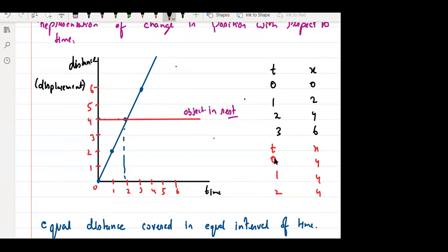Now tell me, time is changing, but is x changing? आया ना? Position change हो रहा है क्या? Position is not changing. So think about it. If your position is not changing, तुम जहां हो वहीं पे हो, है ना? So what is the physical meaning of that? That you are at rest. Yes or no? Got it, everyone?